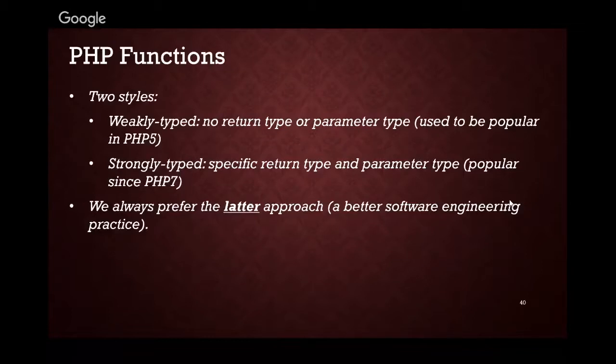After these types, operators and arrays, we come to functions in PHP. Before PHP 7, PHP was loosely typed, so when you declare a function, you do not need to declare all the types for parameters and return value. But starting from PHP 7, it's optional, but it's recommended that you use the strongly typed version of these functions. Strongly typed means that you need to have specific return type and parameter types.